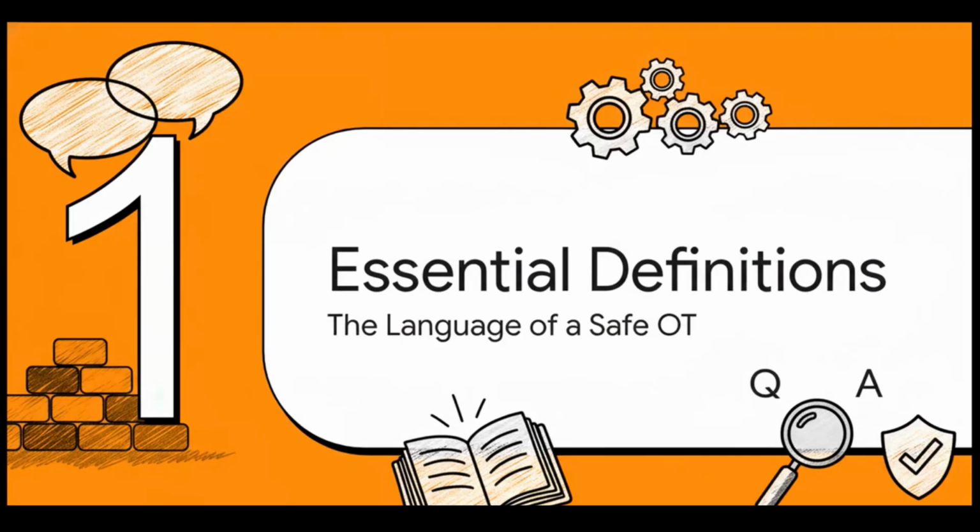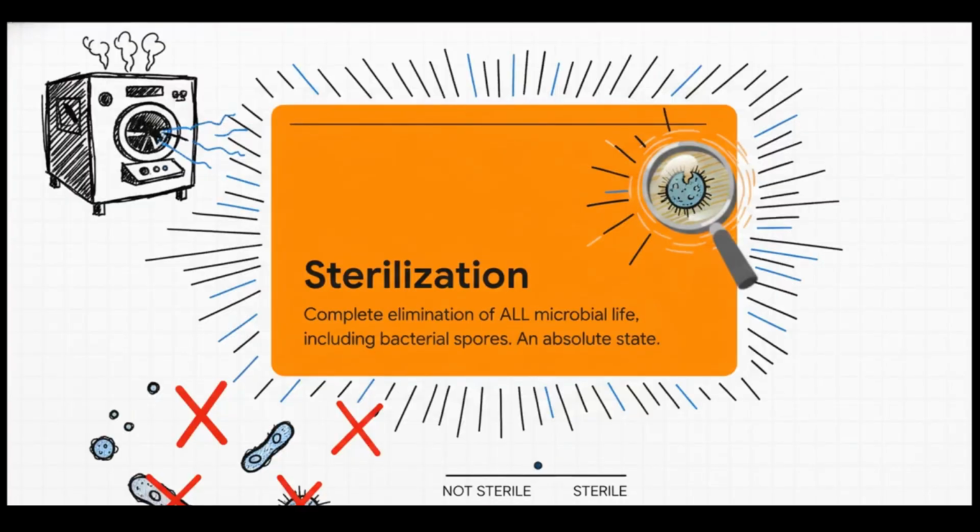All right, first things first, we have to speak the same language. These core definitions are the foundation for everything else we're going to cover, and I can pretty much guarantee you'll see them on your exams. Let's start with the big one, sterilization. You gotta look at the key words here: all microbial life and absolute state. This is totally black and white. There's no such thing as almost sterile or kinda sterile. An item is either 100% sterile or it isn't, and that includes killing the toughest things out there, bacterial spores.